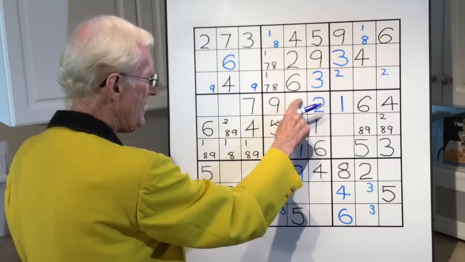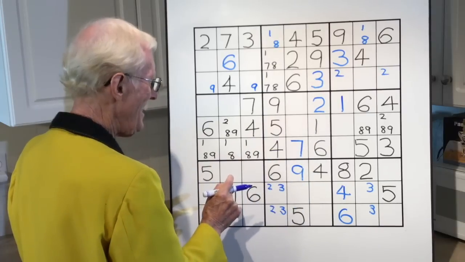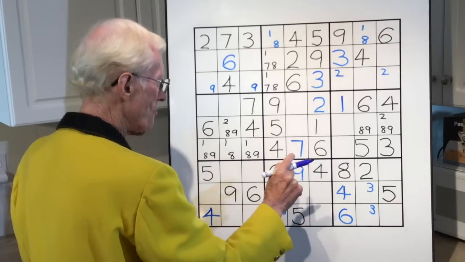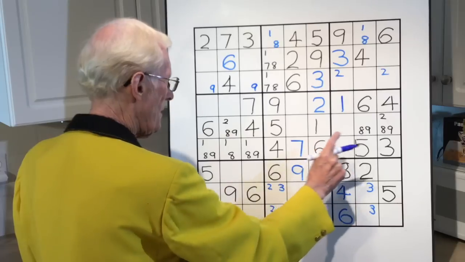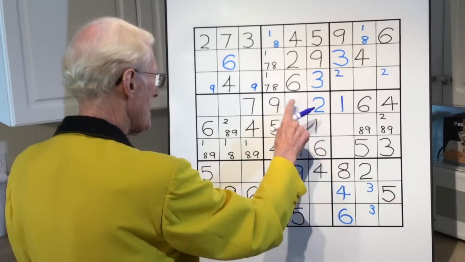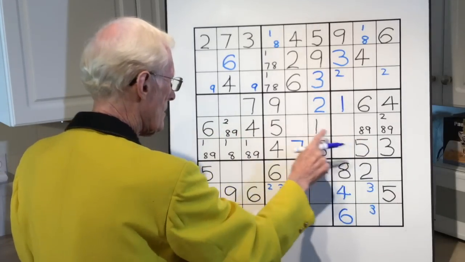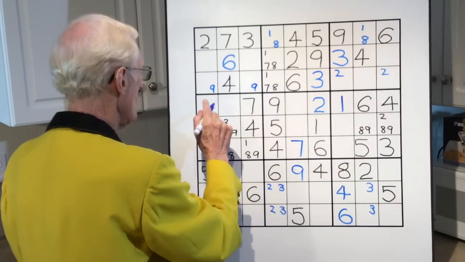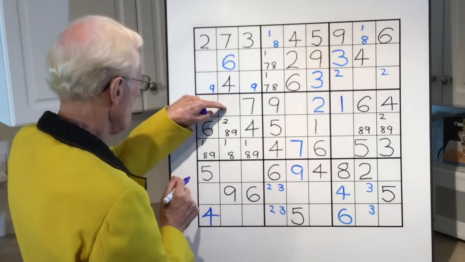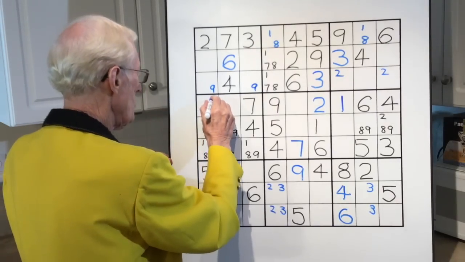So we're left now here with a matching pair of 3 and 8. Let's take the 3. Here's a 3. Can it go up there and down here? No, it can't. It has to go here and here. So one of these is going to be a 3. So we'll put those 2 3s in there.